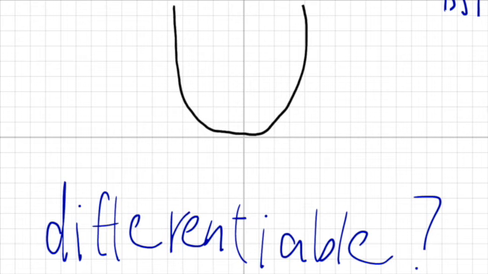As I have already stated, at every point of this function, it should have a slope. As we can see here in this function, every point has a slope, has a tangent line, which you can draw.